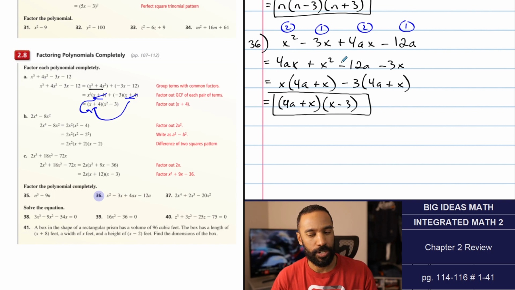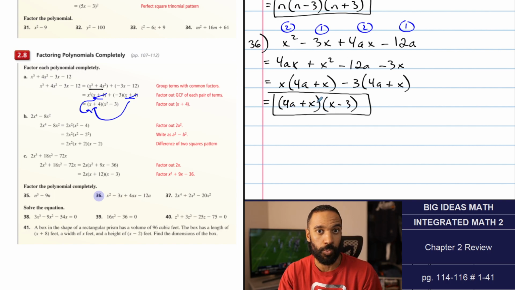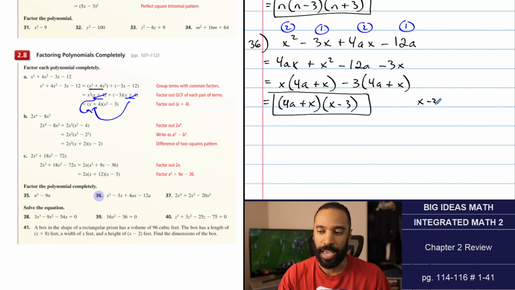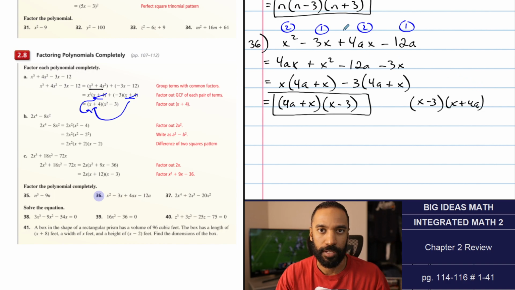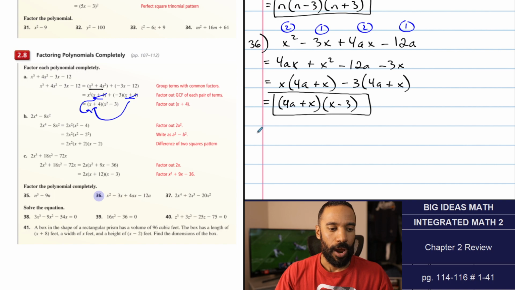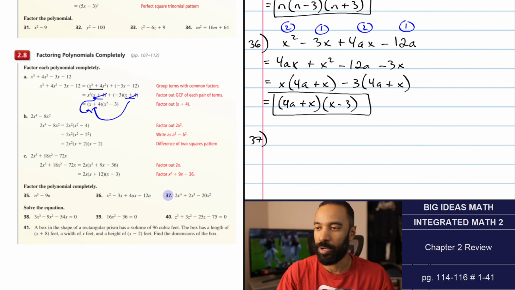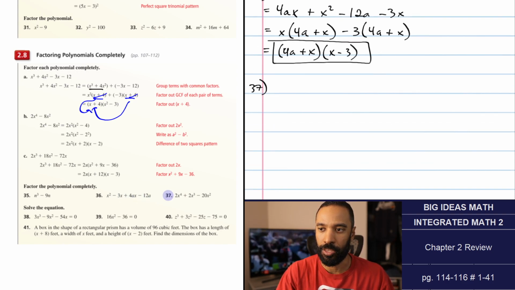Now, there's more than one way this will be written as an answer, but the fact of the matter is this is what you'll get. You might see it say x minus 3 times x plus 4a. It's still the same thing. Nothing changed. But yeah, that ends up being it. All right, let's move on to number 37. So hopefully we get to factor by grouping at least one more time. It looks like on number 40 we will. Maybe even on 41, depending on the word problem.